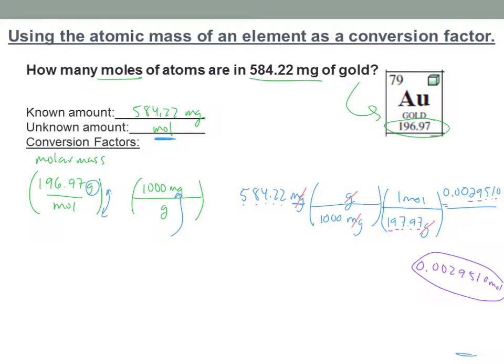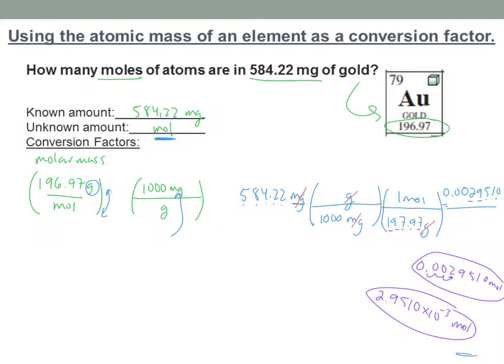If you wanted to convert this into scientific notation, then you just talk about moving the decimal over 3 spots. So you could say 2.950 times 10 to the negative third moles. That would also be correct. Either of those would be a perfectly fine way to answer that. So here's an example where I actually needed two conversion factors, one for milligrams to grams and one for the actual moles to grams conversion.